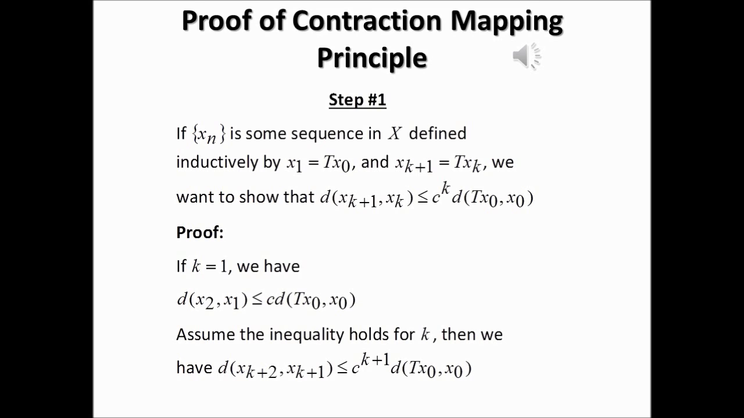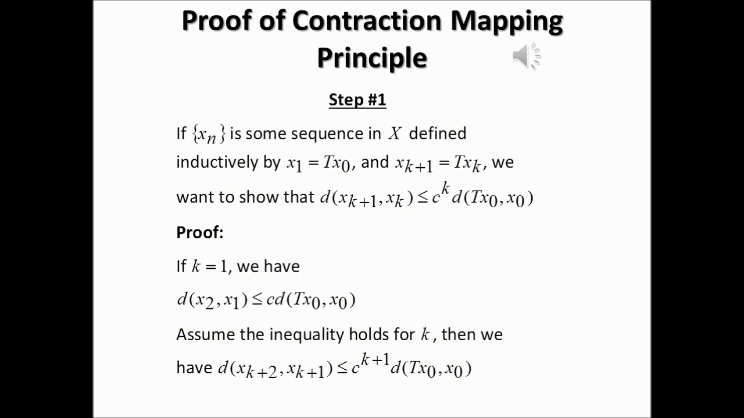But remember, by assumption, the ordinary distance between x_{k+1} and x_k is less than or equal to c to the power k times the ordinary distance between T of x_0 and x_0. So c times the ordinary distance between x_{k+1} and x_k is less than or equal to c times, in parentheses, c to the power k times the ordinary distance between T of x_0 and x_0. But c times c to the power k is simply c to the power k+1, so this is c to the power k+1 times the ordinary distance between T of x_0 and x_0.